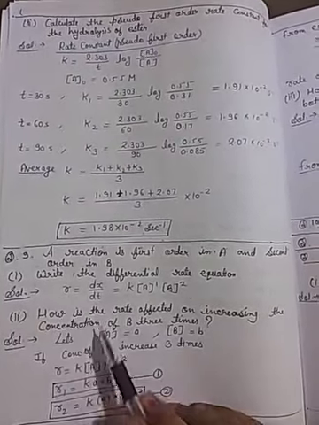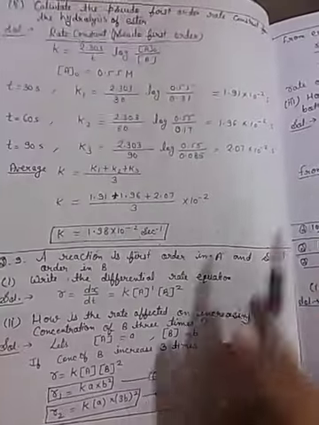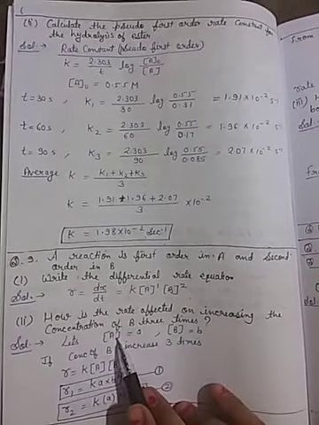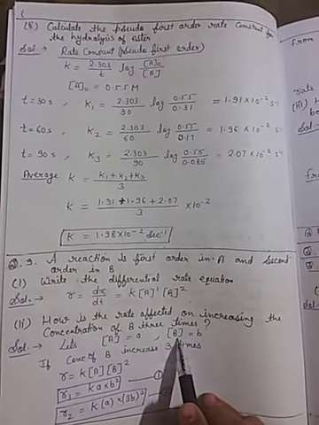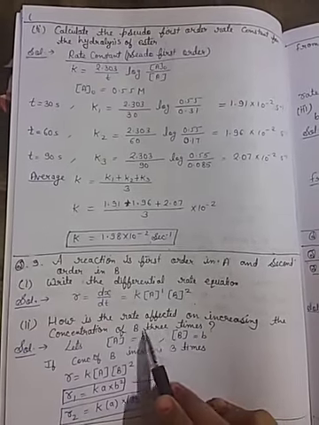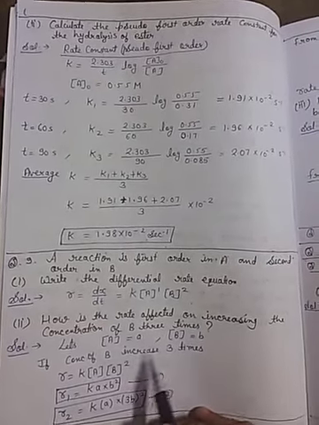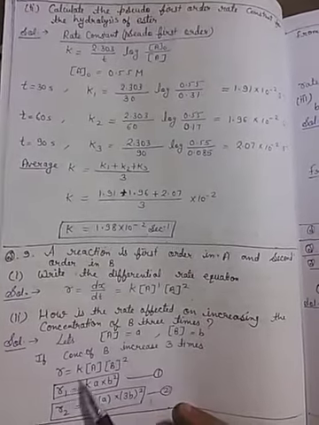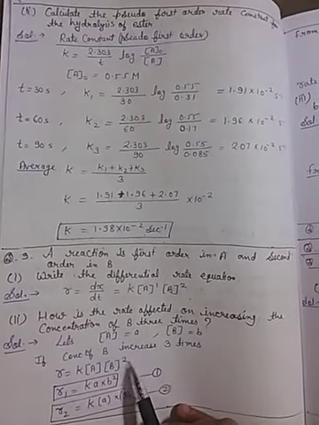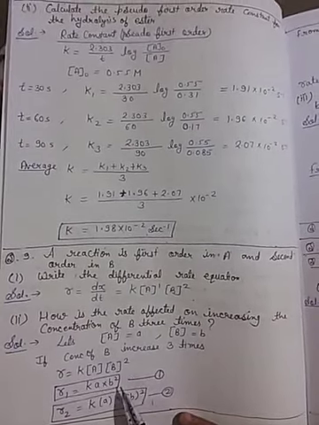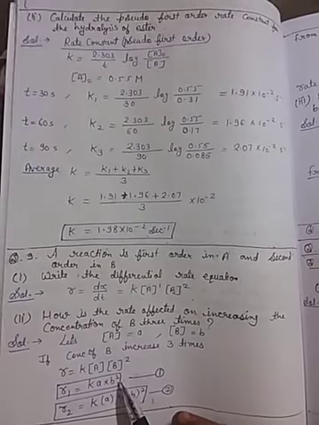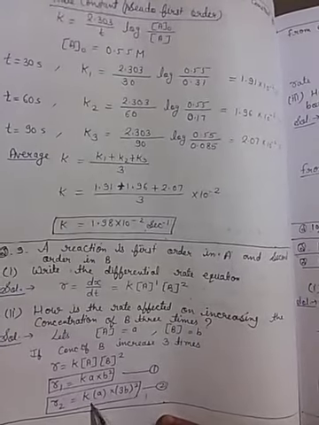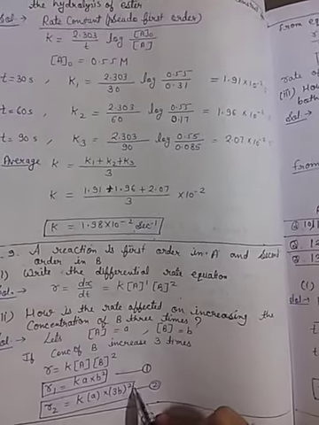Second part of question 9. How is the rate affected on increasing the concentration of B 3 times? Let the concentration of A be small a and the concentration of B be small b. But the B concentration is increased 3 times, that means B is equal to 3b. So we put the values in the differential rate equation. R is equal to K A power 1 and B power 2, so K a, b square. This is the first equation. Whenever it is increased 3 times, it is 3b square. R2 is equal to K a into 3b square. This is the second equation.